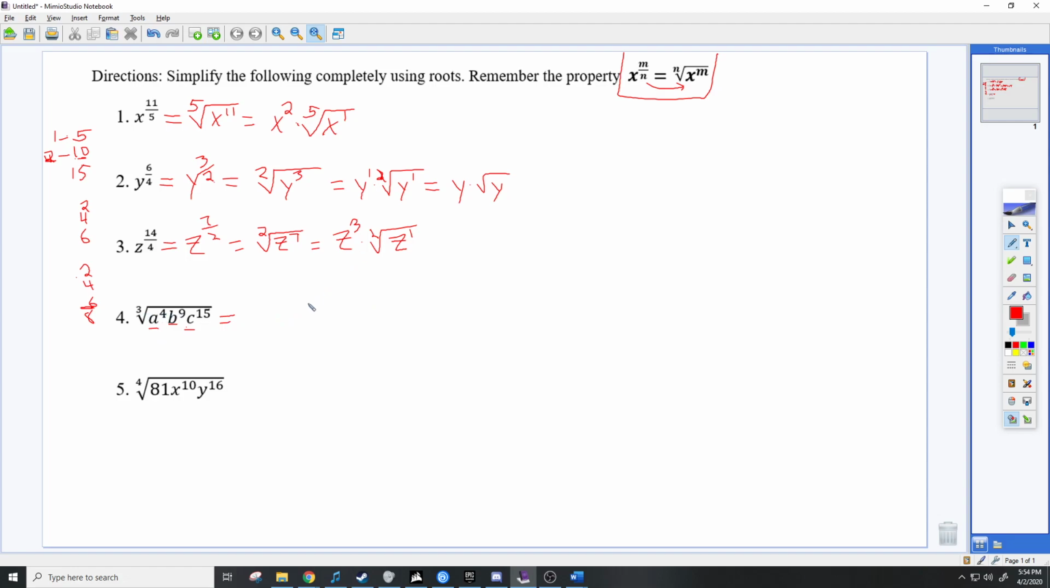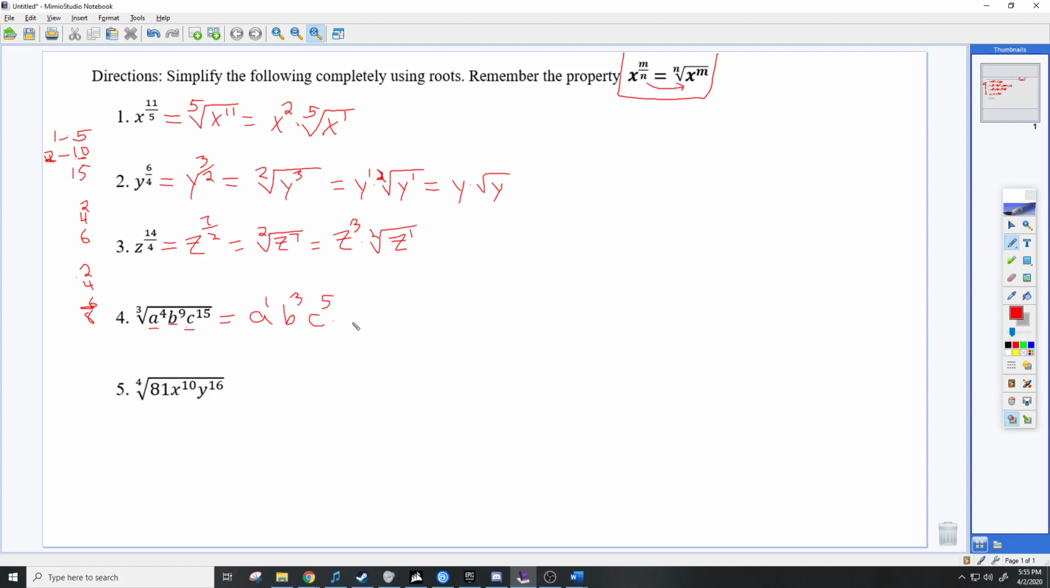3 goes into 4 one time, so a to the 1st. How many times does 3 go into 9? That would be 3 times: 3, 6, 9. How many times does 3 go into 15? That would be 5 times. So c to the 5th. These are all on the outside of the radical.